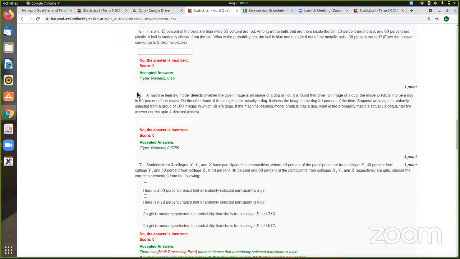Some sentences I'm not feeling right. It's found that given an image of a dog, the model predicts it to be a dog in 95% of the cases. On the other hand, if the image is not actually a dog, it shows the image to be a dog 30% of the time. Suppose an image is randomly selected from a group of 100 images in which 40 are dogs. A machine learning model predicts it as a dog. What is the probability that it is actually a dog?